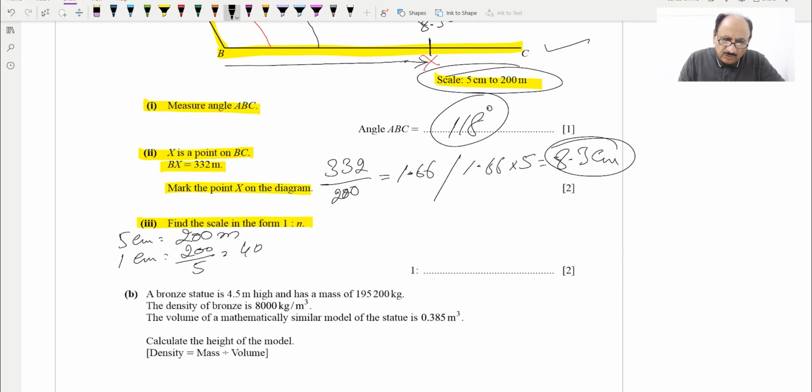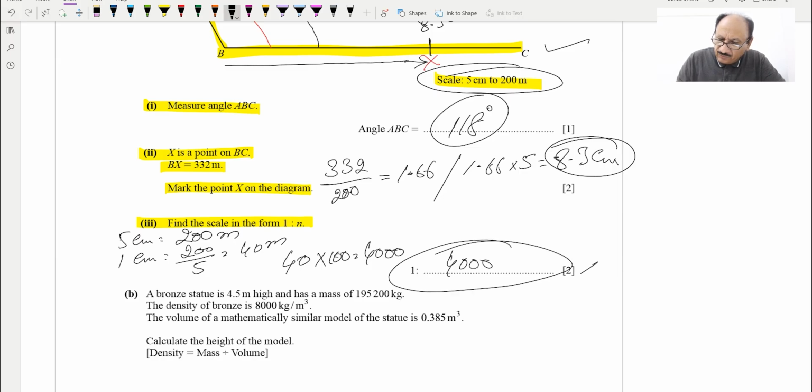So this will be 40. We will multiply this. This is 40 meters, so 40 meters we need to change into centimeters. We will multiply by 100, so this will be 4,000. So 1 ratio 4,000. This will be our answer for 2 marks.